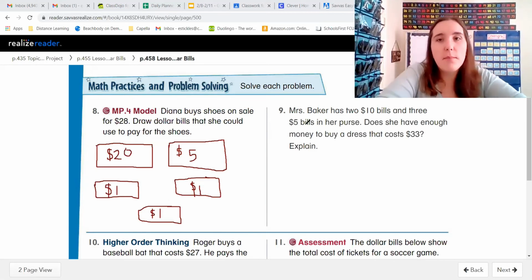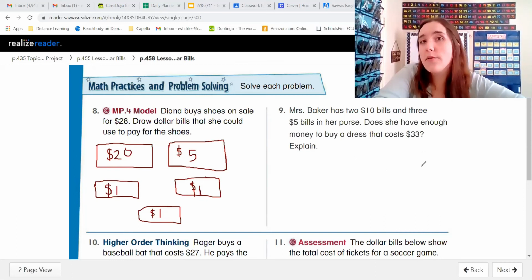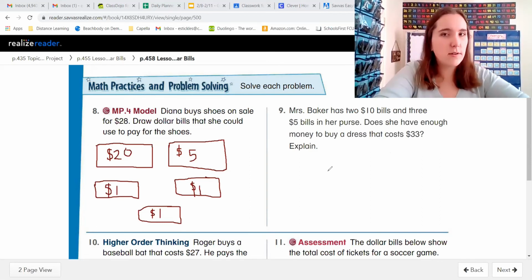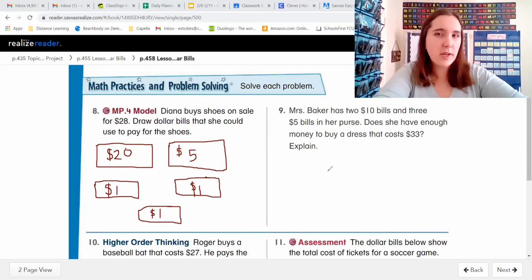Okay, you're gonna do number 9. Let's read it first. Mrs. Baker has 2 $10 bills and 3 $5 bills in her purse. Does she have enough money to buy a dress that costs $33? So what you should do first is I would draw out the bills that she has, add up the total value, and then see if it's more or less than $33. And then come back to me when you think you know, can she afford to buy the dress? Does she have enough money or not?